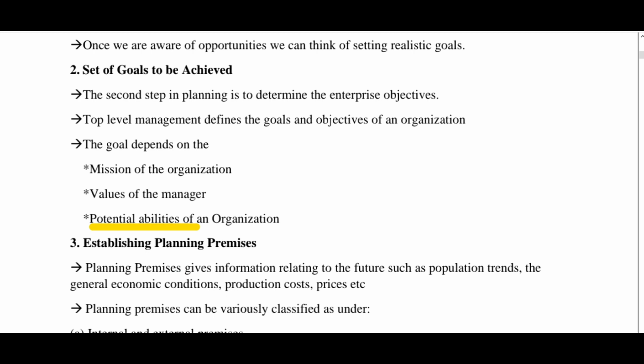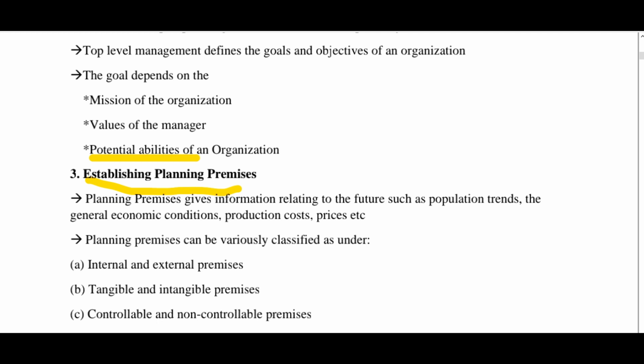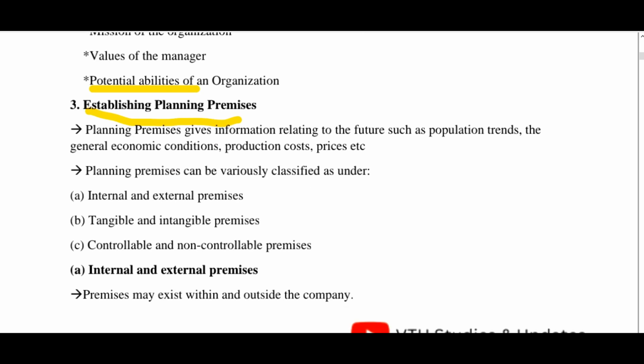Establishing planning premises can be a separate question for 7 to 8 marks. I've included everything here only. Planning premises give information related to the future, such as pollution, population trends, the economic condition, production cost, and prices. Planning premises is a prediction about the future of a company in a particular market.